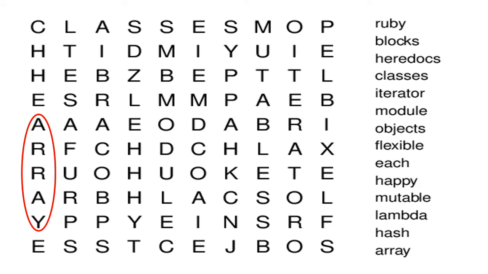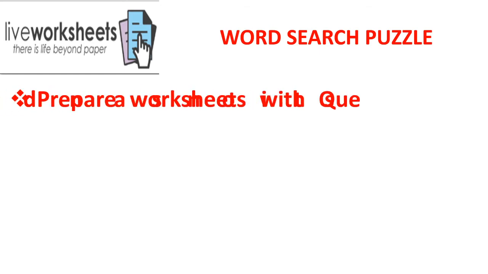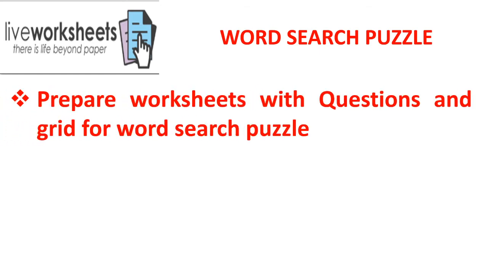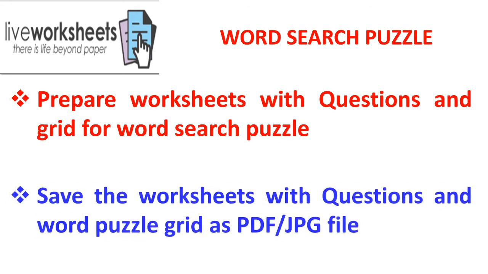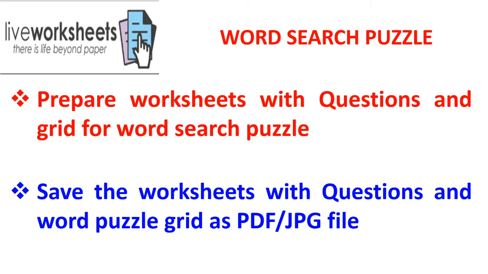Now, once a child has identified this word, he will either circle it or simply cut it. There are certain words which will share certain letters also. Therefore, this is a word search puzzle. You have to give the words and ask them to search for the words. Okay, well, what you have to do now? Prepare worksheets with questions and a grid for the word search puzzle and save the worksheet as a PDF or JPG file.